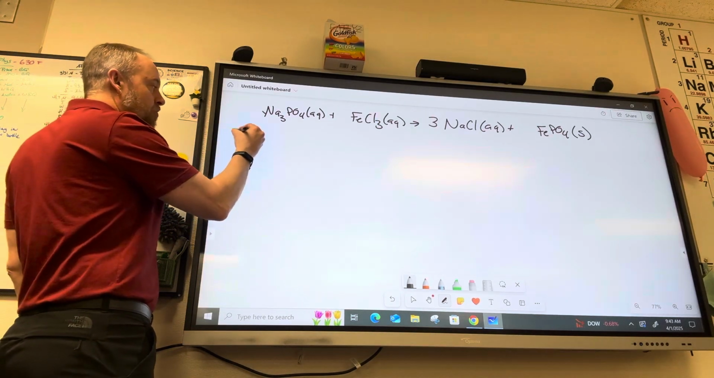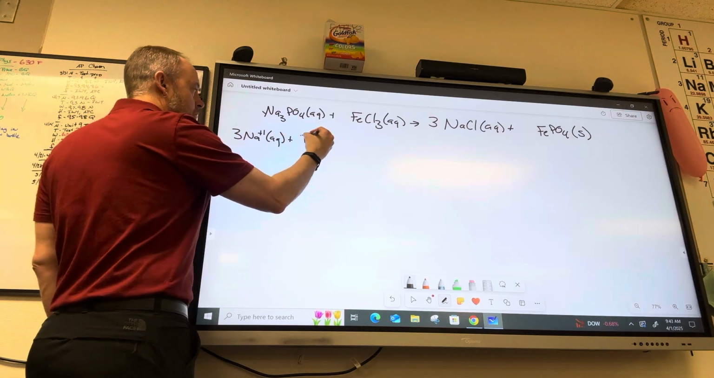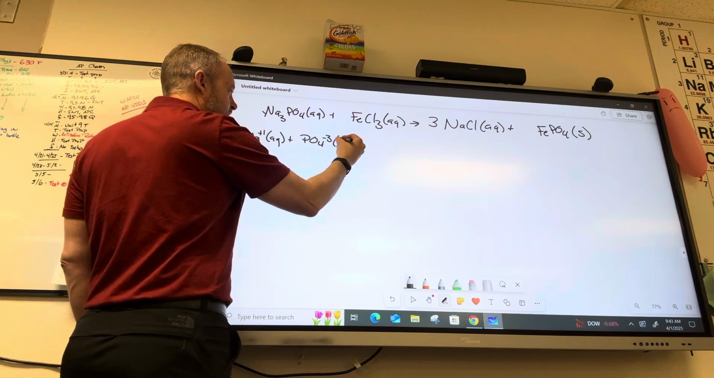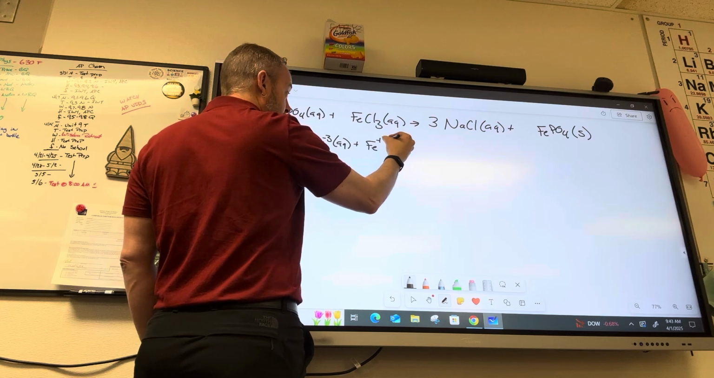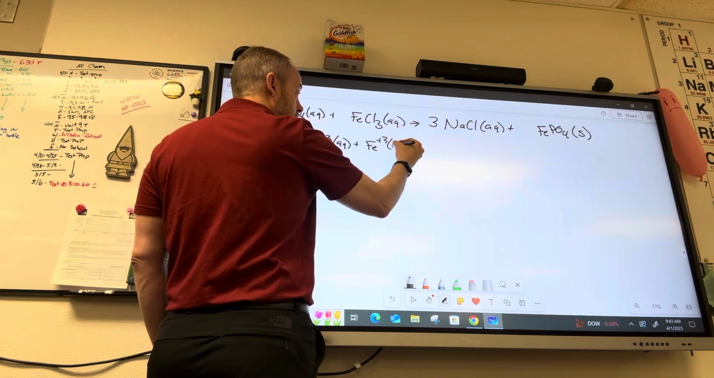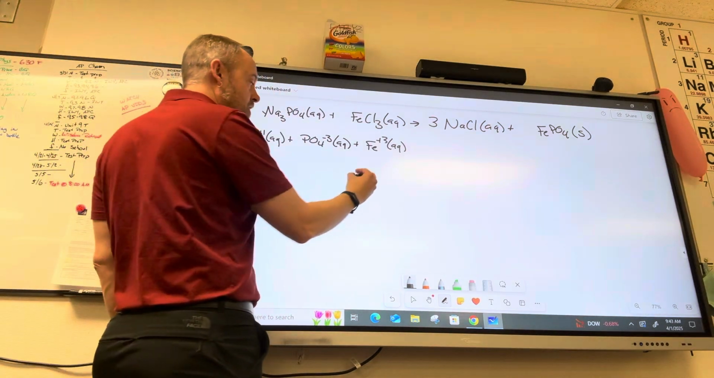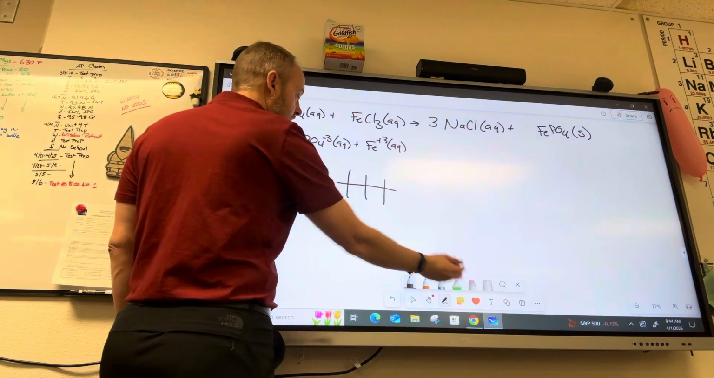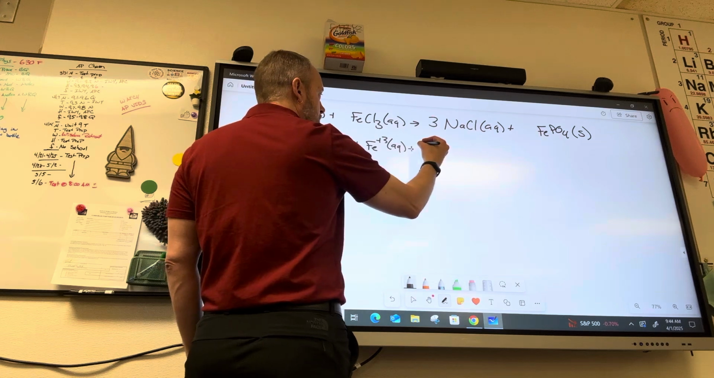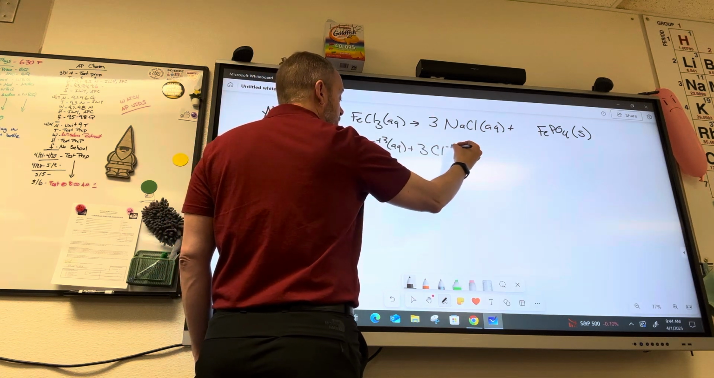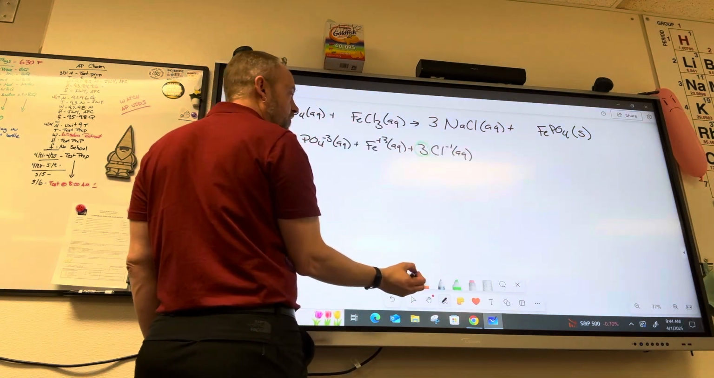We will have 3 Na plus 1 aqueous plus PO4 negative 3 aqueous plus Fe. You should have hopefully figured out that's a plus 3 charge. If you didn't, that's old stuff. You would do this, the box thingy, right? To figure that out. Plus 3 Cl negative 1 aqueous. Right, this is a tricky thing to remember. And that one there, you've got to move that over.